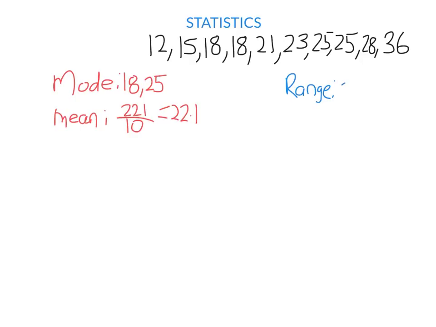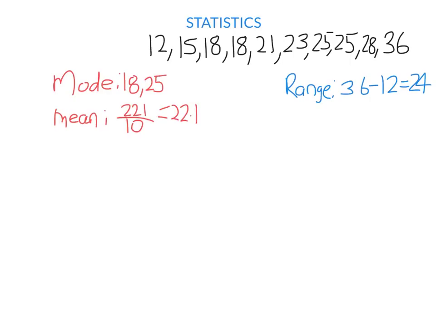So the range of this data is 36 minus 12, highest minus lowest. Okay, so we took this a step further this year. You probably already know how to calculate the median, but we then calculate the median of the upper and lower halves of the data, called quartiles. But let's first look at the median.